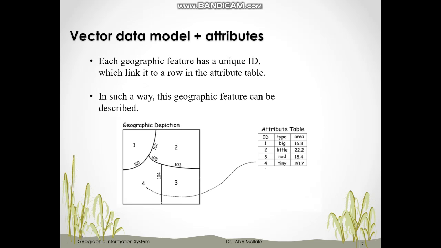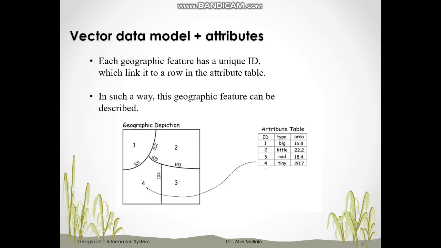So this is how we record the spatial and attribute components of the vector data model together in the computer. Each feature on the map, so we have 1, 2, 3, 4 features on the map, will have a unique ID, okay? And each feature is linked to one row or one record in the attribute table. For example, polygon 4 has a unique ID of 4, and this ID refers to row number 4 in the attribute table.